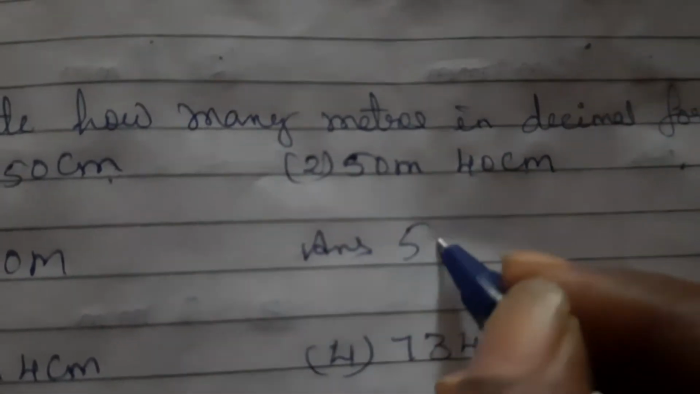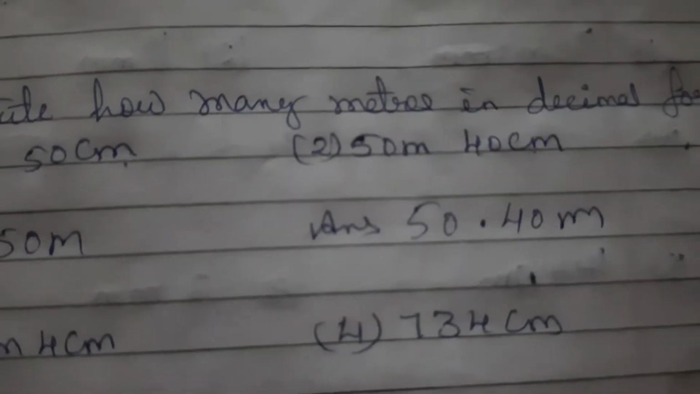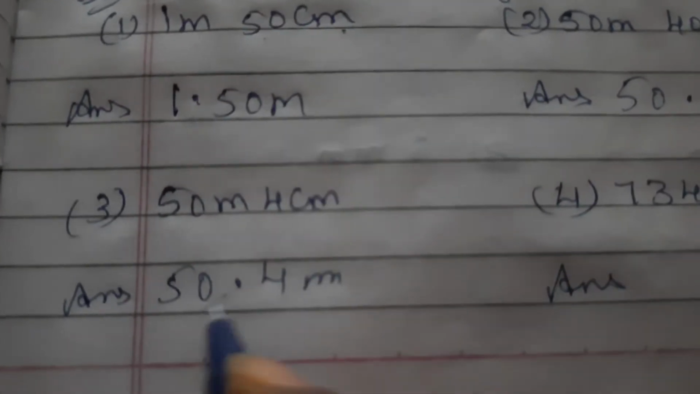Second one, 50 meter 40 centimeter. So write 50, put the point children, 40 meter. Okay. Then the next one, 50 meter 4 centimeter. This also, 50.4 meter you can write children, or you can write 50.40 meter.